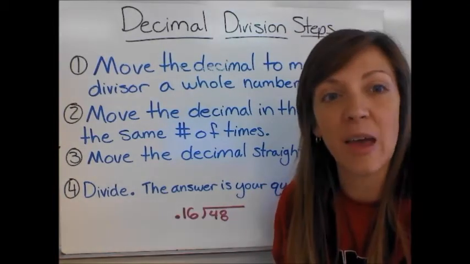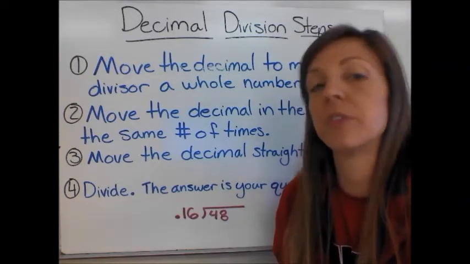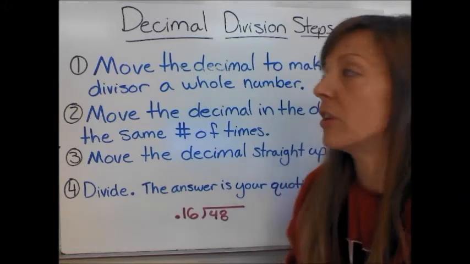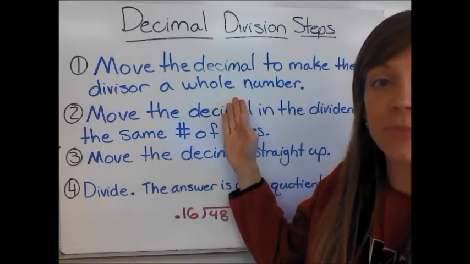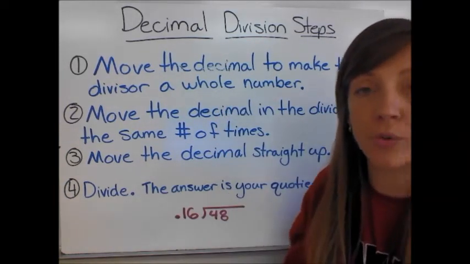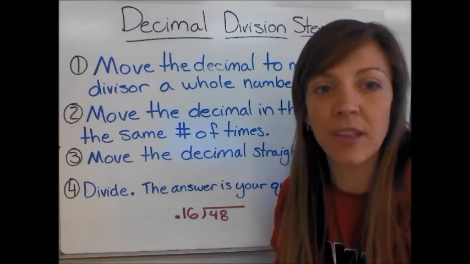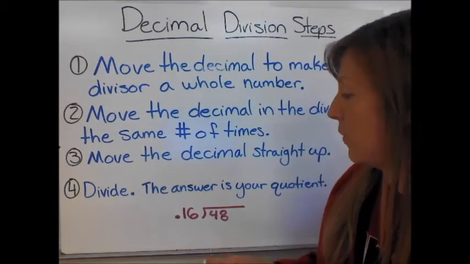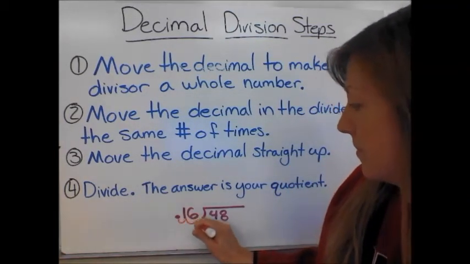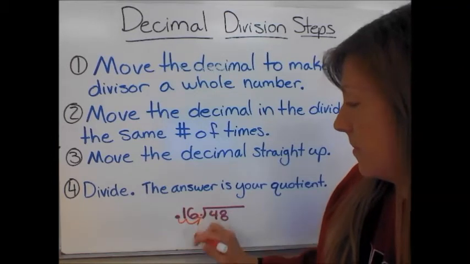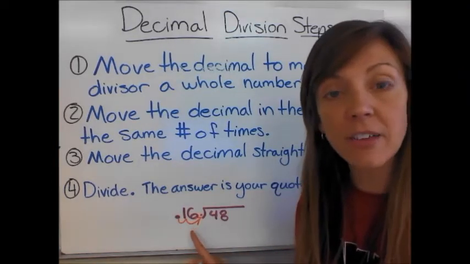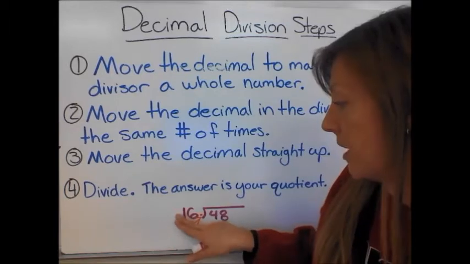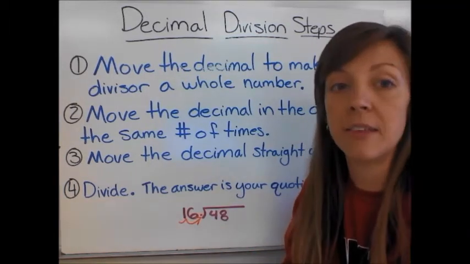Let's take a look at the steps to dividing decimal numbers. First, you move the decimal to make the divisor a whole number. So that's what we did on the outside of the house there. So we moved the decimal to make the divisor a whole number. We turn it into 16 in this case.